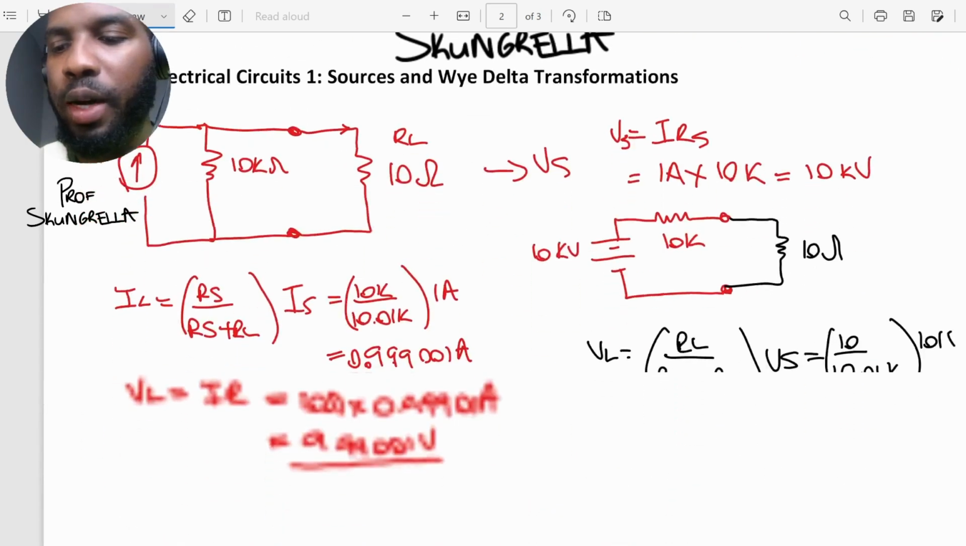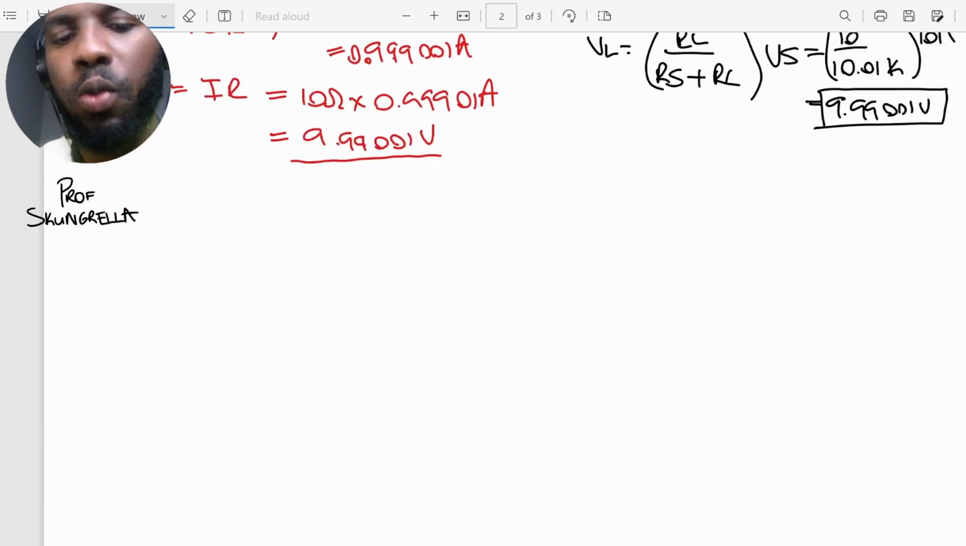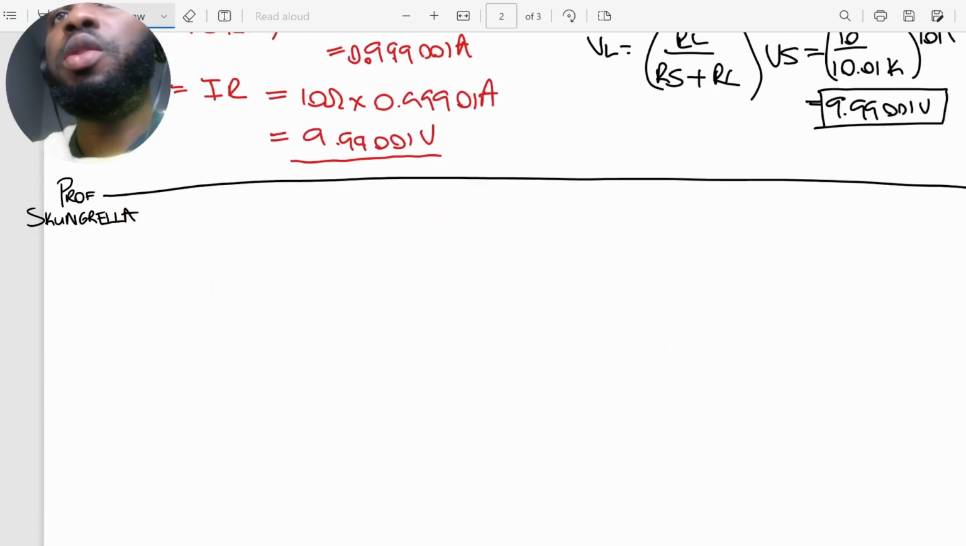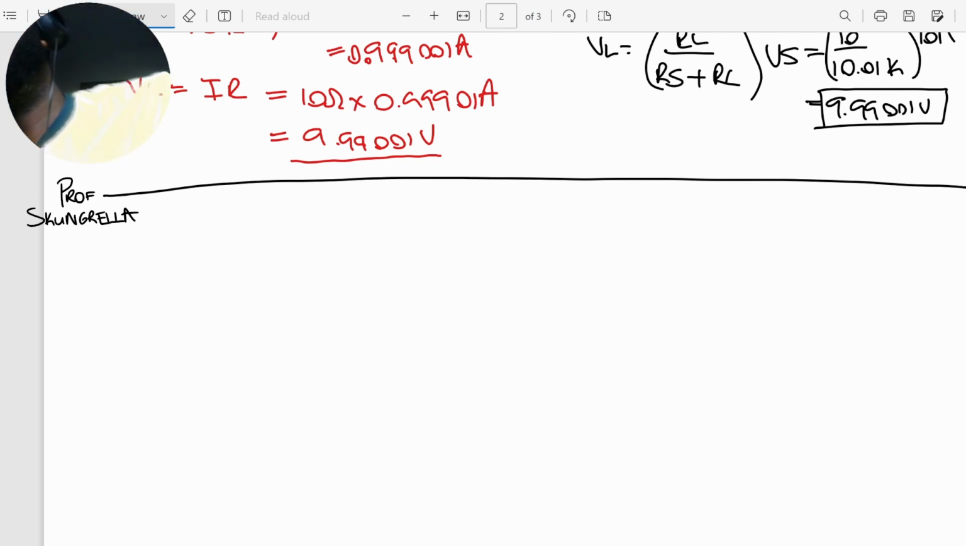Okay, let's talk about Y delta conversions quickly. So what is Y and delta conversions? We have some arrangements of resistors in some circuits that we need to change so that we can solve the problems. You will see later on in the course, we will have some problems to solve, and these examples are just ways that we can solve this problem. So we may have to do a Y delta conversion so that we can obtain our solution.